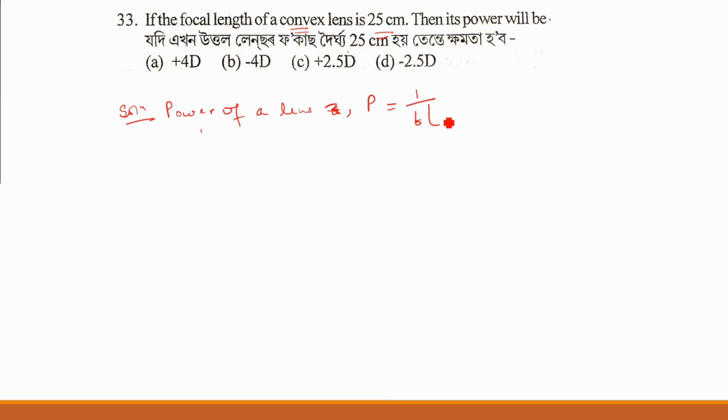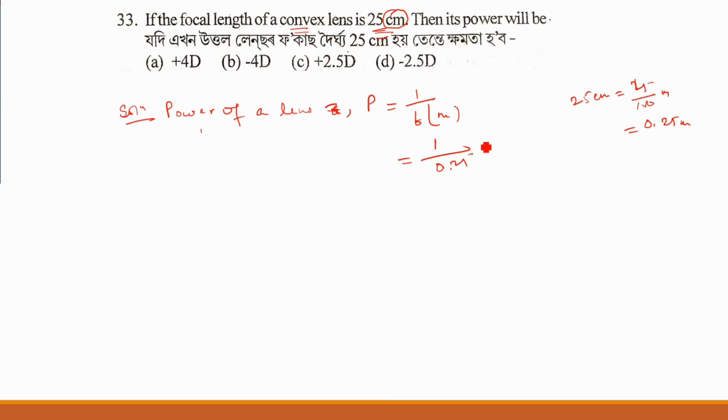Okay, so f has been given 25. Remember this thing, that it is given in centimeter. So we have to convert 25 centimeter. If you convert it into meter, it will be 25 divided by 100 meter. So it will be 0.25 meter. So we'll write here 0.25, and the SI unit of power is what?